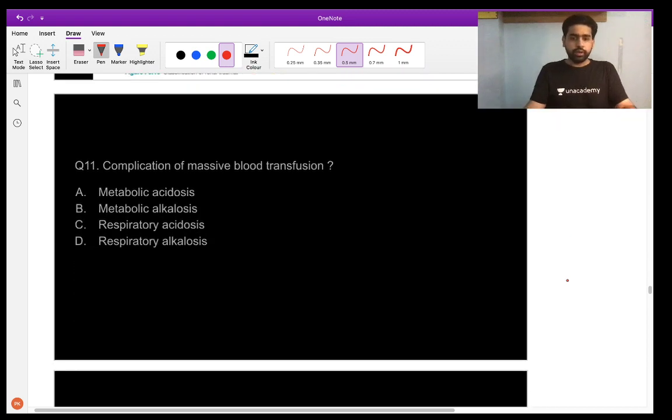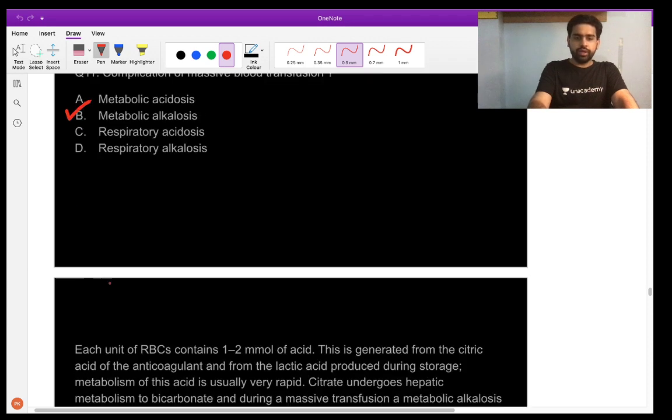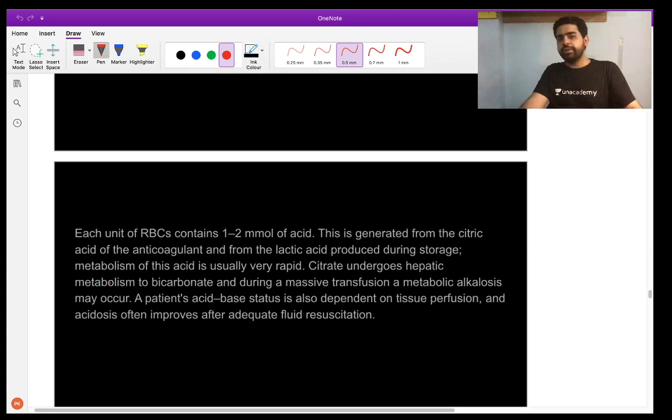Another thing is, what is the complication of massive blood transfusion? Understand this. The answer to this particular question is metabolic alkalosis. Now metabolic acidosis can also occur after a blood transfusion. So let us understand what is the confusion.